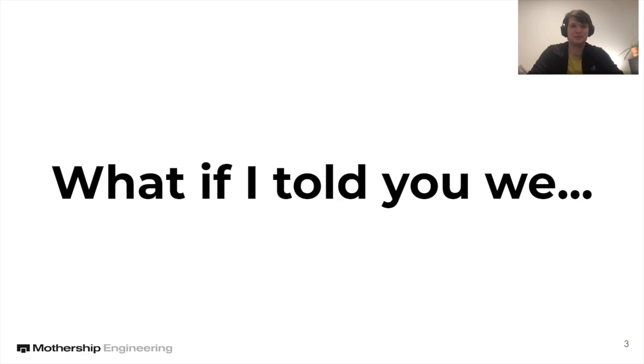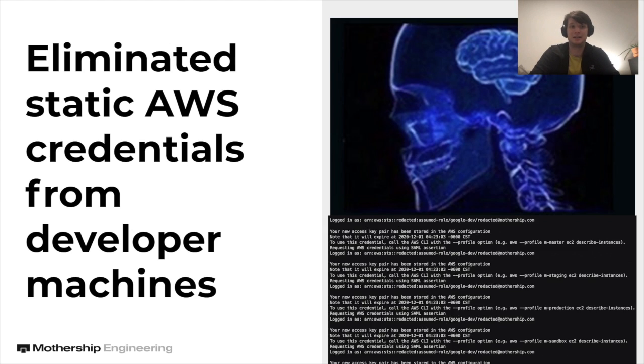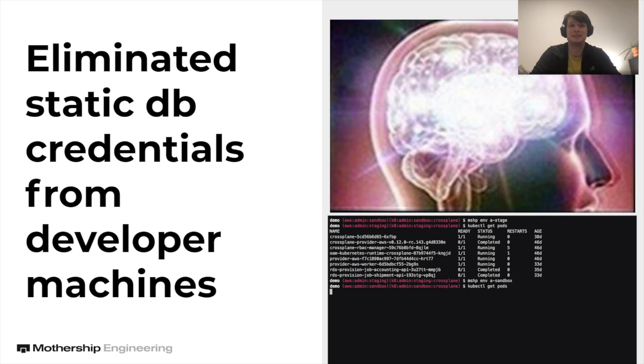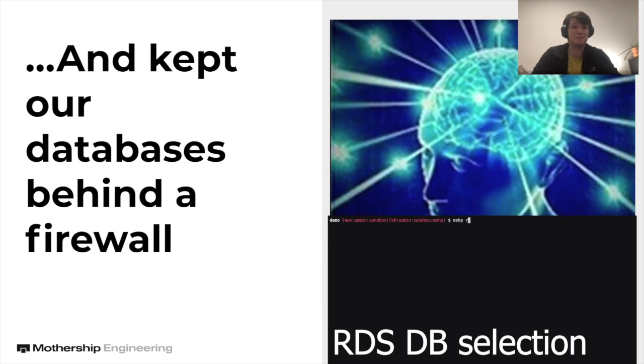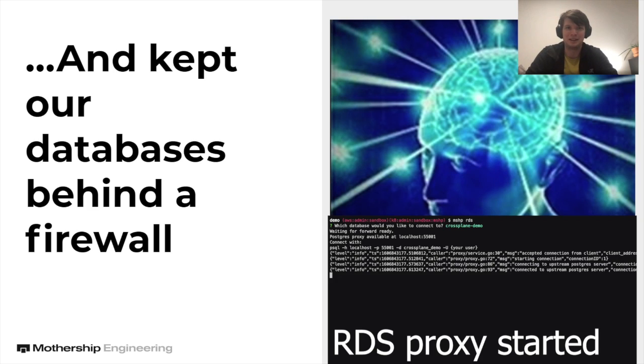What if I told you we eliminated static AWS credentials from developer machines, eliminated static Kubernetes credentials from developer machines, eliminated static database credentials from developer machines, and kept our databases behind a firewall? It sounds nice, right? Well, when I joined Mothership, the entire service was built off of Firebase and Heroku. Any databases we had were public, and developers could fetch all production secrets.